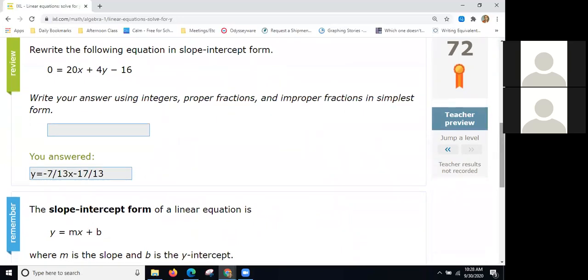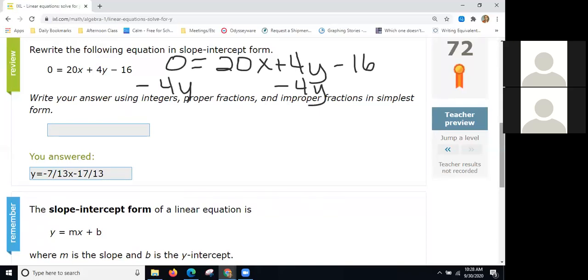So for this problem, 20x plus 4y minus 16. Remember, I'm trying to get it in slope intercept form, get the y by itself. So in this case, I would subtract the 4y to move it over to the left. The 20x minus 16 would still be there. And then everybody would get divided by negative 4.